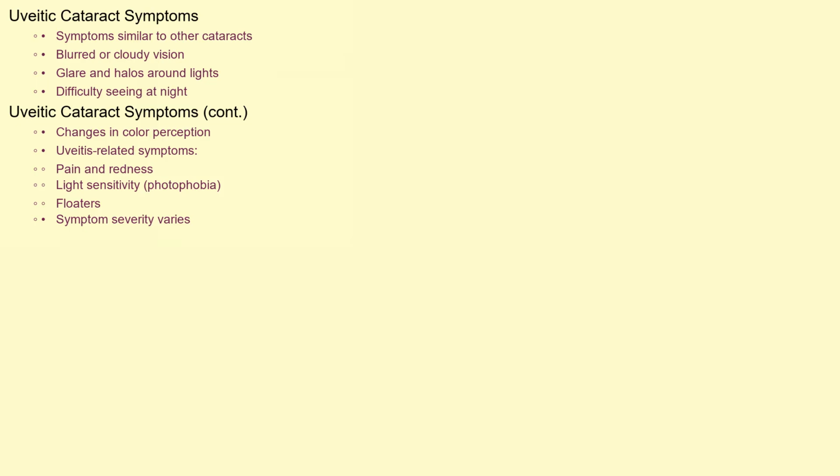What are the signs and symptoms to watch out for? The symptoms of uveitic cataracts are similar to those of other types of cataracts, but may be complicated by the underlying uveitis. These include blurred or cloudy vision, glare, halos around lights, difficulty seeing at night, and changes in color perception. Individuals with uveitis may also experience pain, redness, light sensitivity or photophobia, and floaters. It's important to note that the presence and severity of symptoms can vary widely depending on the extent of both the uveitis and the cataract.